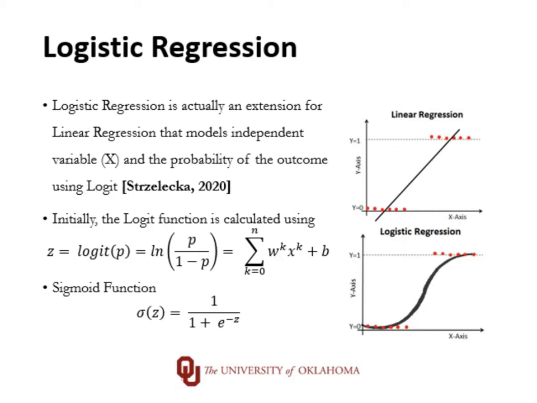Initially, the logit function is calculated using the following formula, where B is the bias, and W and X are the weight value and the input corresponding to the kth attribute respectively. You can see the graphs of linear regression and logistic regression in the slide. The main difference between the two is that logistic regression provides a categorical output while linear regression provides a continuous output. The sigmoid function, also called the logistic function, decides which value to pass as output and what not to pass. The formula is mentioned in the slide.